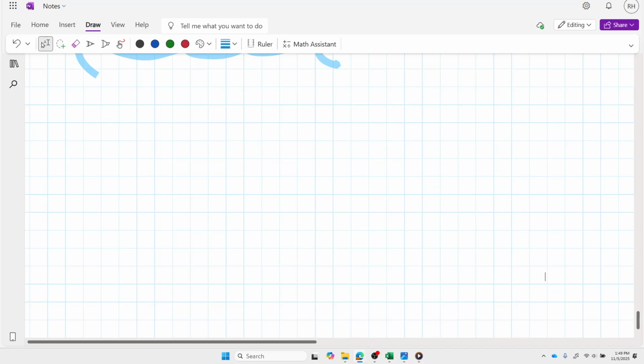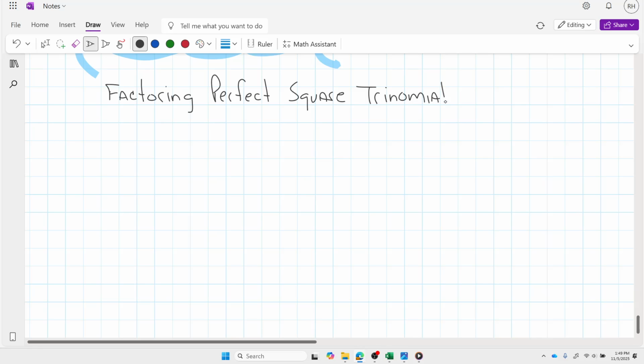All right, today we're going to continue factoring, and you're going to be factoring perfect square trinomials. Now, these are actually fairly simple to factor if you can recognize perfect squares. And here's what you're looking for.